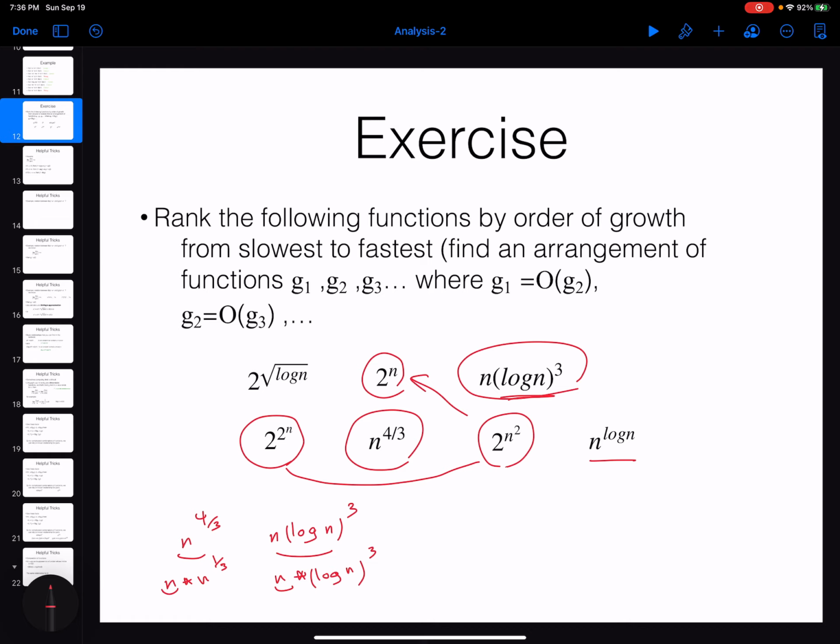I can say that these two functions have the same factor n. Because there is multiplication between them, I can simplify these two sides and say, forget about this, just compare the growth ratio of these two parts. Whichever part is faster, the whole function will be faster than the other one. Comparing these two based on the previous tips that I gave you, you know that n to the power of anything is going to be strictly faster than log of n to the power of anything. So at the end, I know that n to the power of 4 over 3 is going to be strictly faster than n multiplied by log of n to the power of 3.